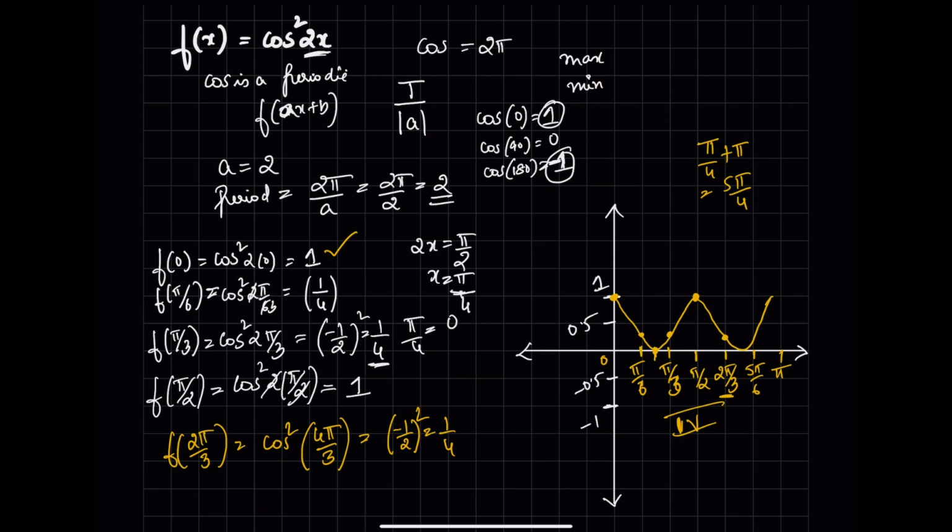This is a unique problem where we notice that the graph, because of the square function, is only in the positive side of the quadrants or positive coordinates. So please practice more problems like this so that you can easily graph the trigonometric functions.